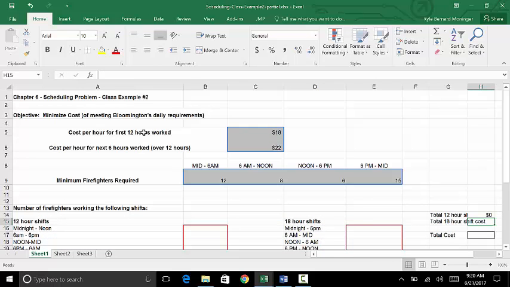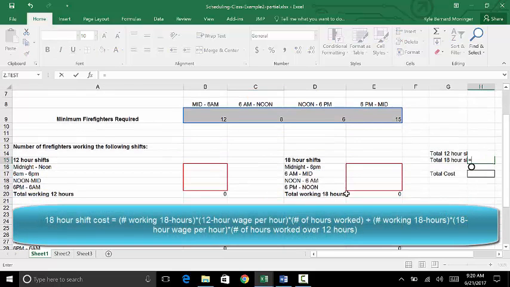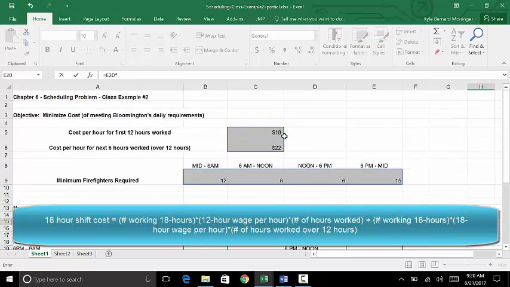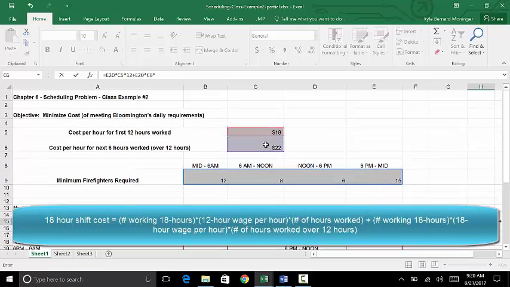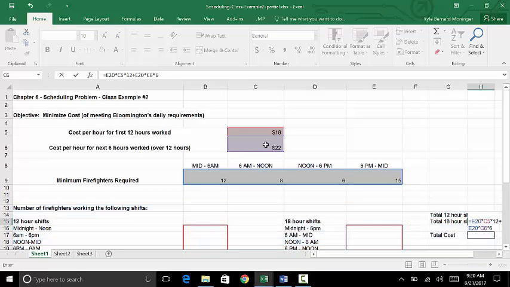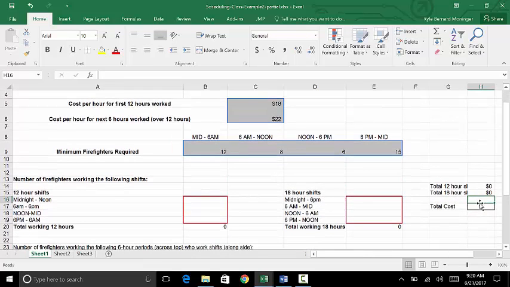The 18-hour shift gets a little more complicated. Everyone working the 18-hour shift gets paid $18 for the first 12 hours worked. So that's per hour, so I'm going to multiply that by the first 12 hours they work. Then they also get paid, so plus $22 an hour for their overtime of 6 hours. My total cost will be a sum of both cost components.